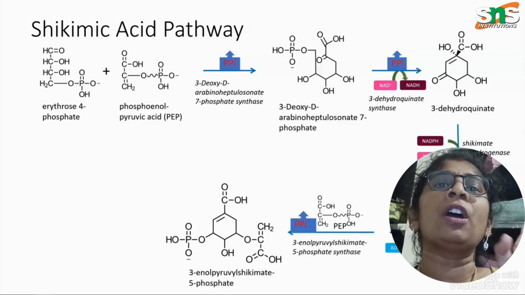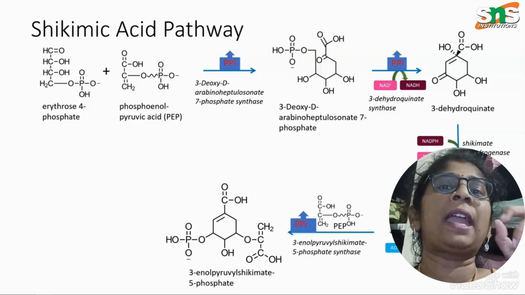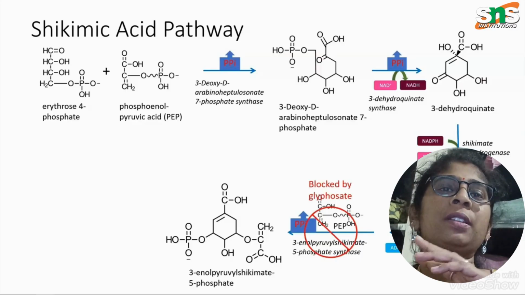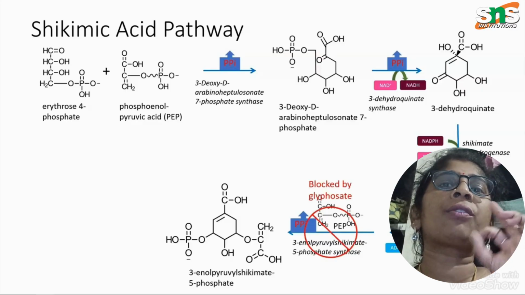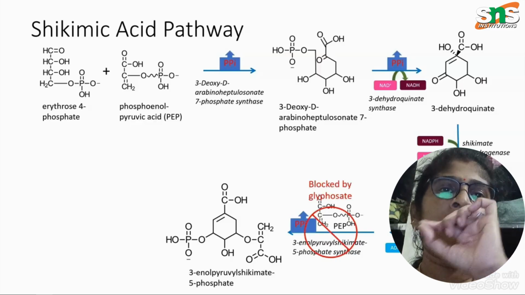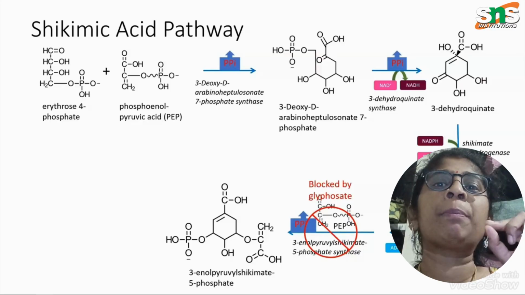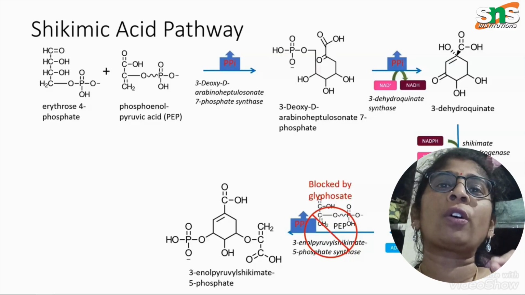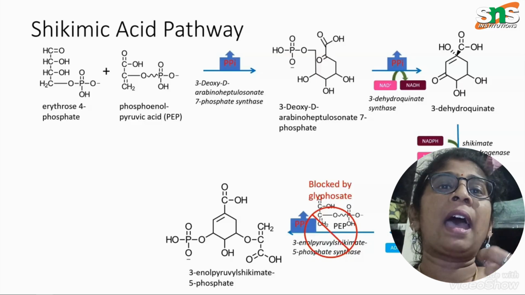And step 5, formation of shikimate 3-phosphate. Shikimic acid gets phosphorylated by ATP to form shikimate 3-phosphate. Step 6, formation of 5-enolpyruvylshikimate 3-phosphate, that is EPSP. Then PEP again reacts with shikimate 3-phosphate to form EPSP using EPSP synthase. Step 7, formation of chorismic acid, that is chorismate. Finally, EPSP is converted into chorismic acid by chorismate synthase, and that's it.